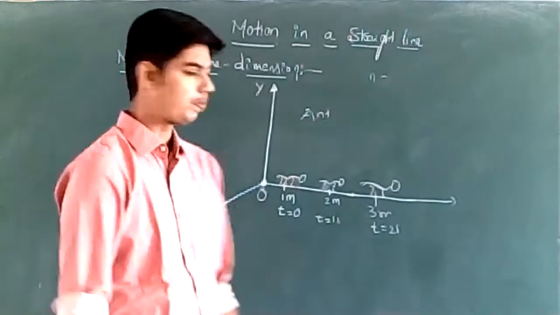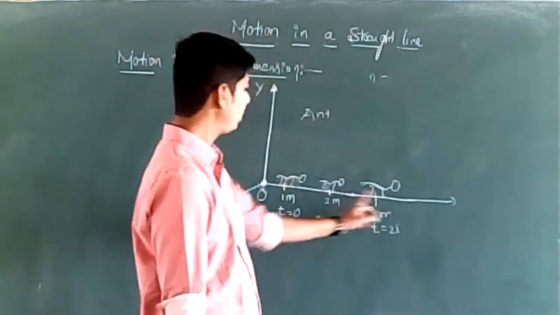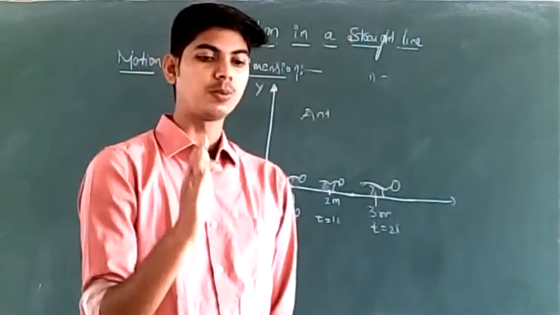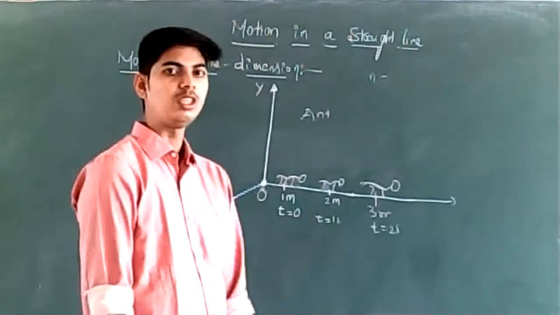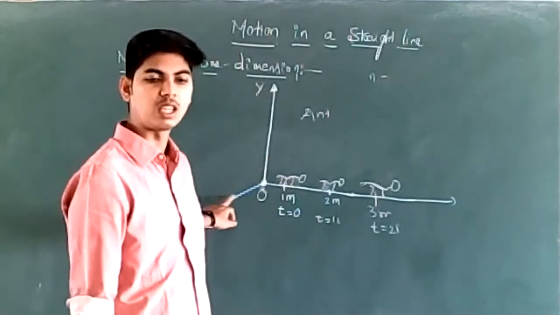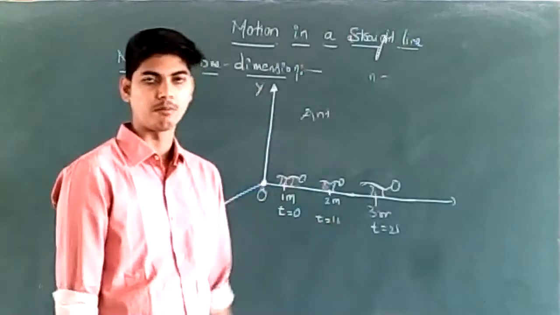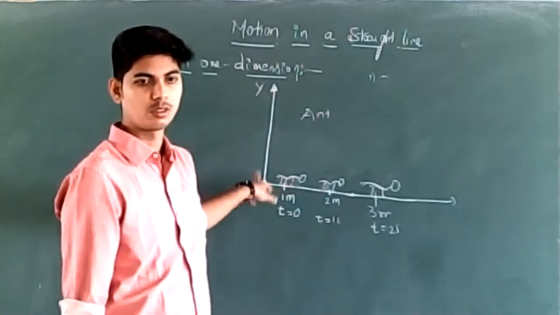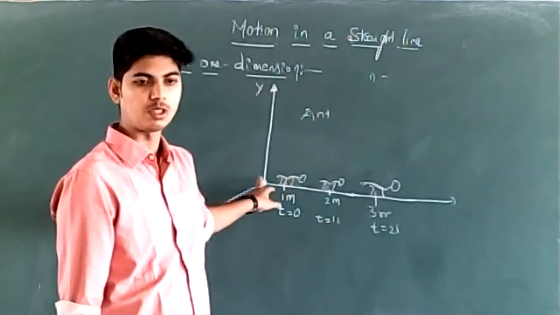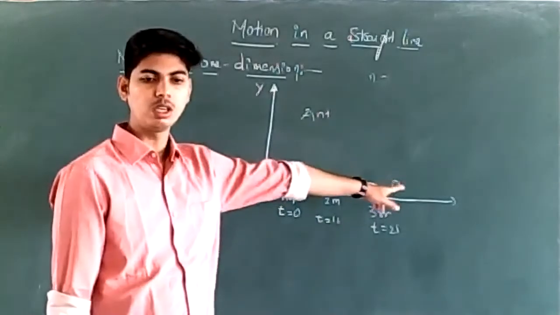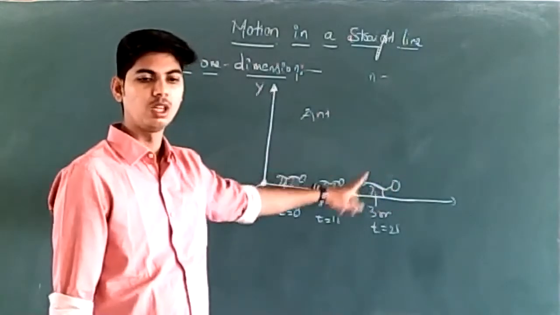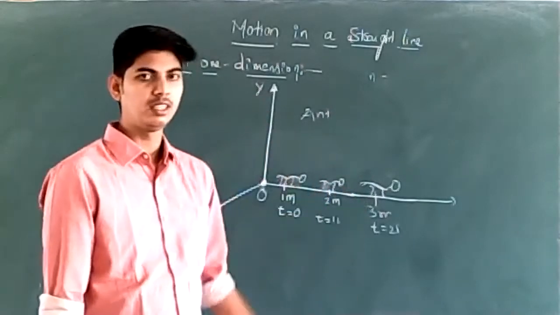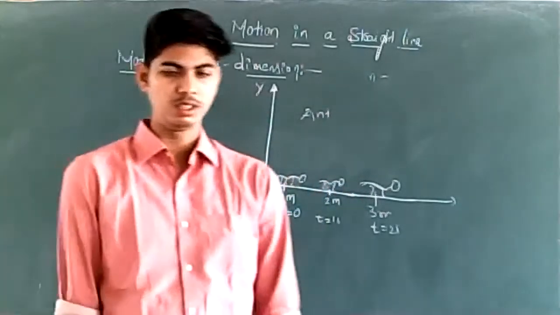See, with respect to time, is the position of the ant remaining the same or is it changing? First decide whether the position of the ant is changing with respect to time and its surroundings, or it's remaining the same. For the ant, the surrounding will be this origin. However, the position of the ant is changing with respect to time and its surroundings. So we say the ant is in motion.